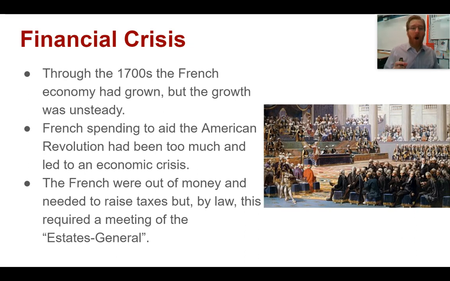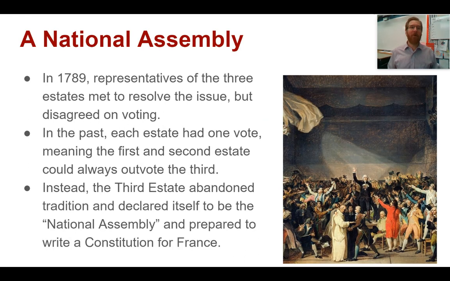Now, by French law, this requires a meeting of a group called the Estates General. They hadn't called an Estates General in over 100 years because they hadn't needed to. And this had helped lead their absolutist system, the fact that the king could do whatever they wanted. They were wealthy enough to do that. But now they need an Estates General to push even further.